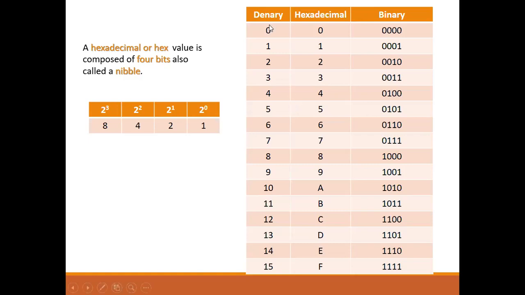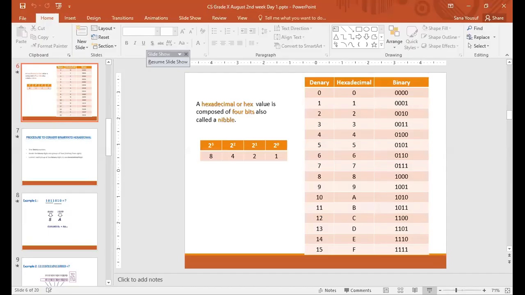Denary is 0 and the same is in hexadecimal. Denary 1 is the same in hexadecimal. So till 9, it's the same in hexadecimal as well as denary. Is that clear? Yes or no? Yes, children. Is this terminology clear, what I said?